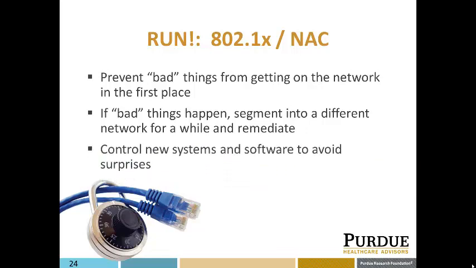Control new systems and software to avoid surprises. Again, if someone comes in with a device, whether this is the vendor, and if your standard was you have to have an antivirus or you have to have the firewall running, the NAC system will probe that device and determine whether or not it has those software controls that you require.